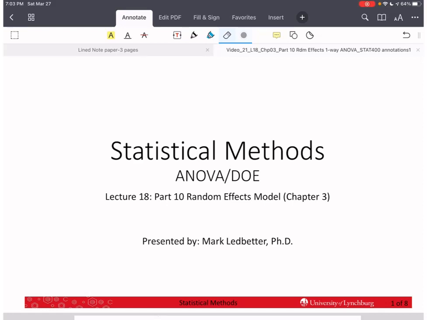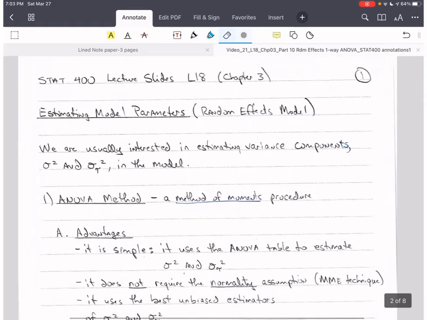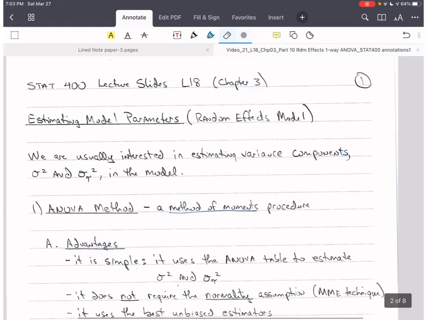I'm Mark Ledbetter. This is lecture 18, part 10 of chapter 3, and we are going to finish up talking about the random effects model. In the next video, we will do an example using R code. So let's get started. In this video, we want to discuss how to estimate the model parameters.